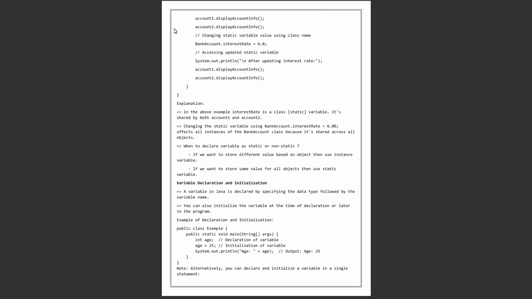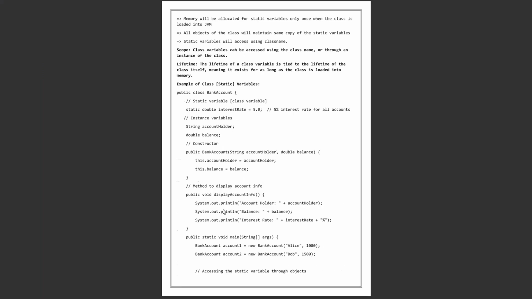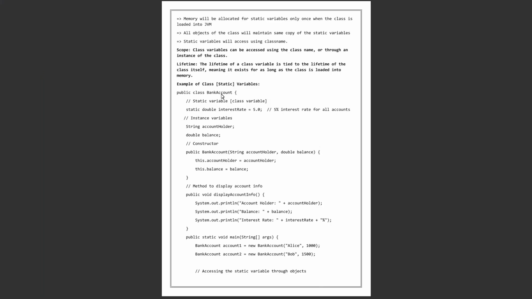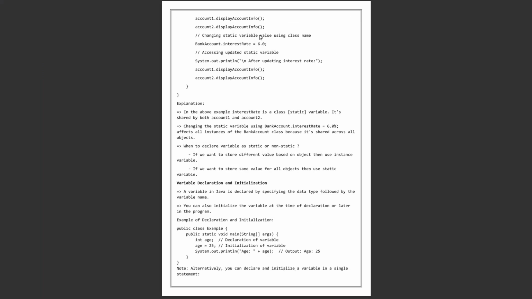From here I'm calling account one dot display account information, and account two also the same. Then BankAccount.interestRate equals 6%. Changing a static variable using the class name. So we can use the class name; the class name is BankAccount. So I'm changing the interest rate, dot interest rate is 6%.